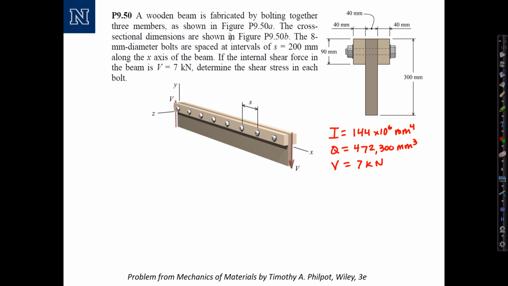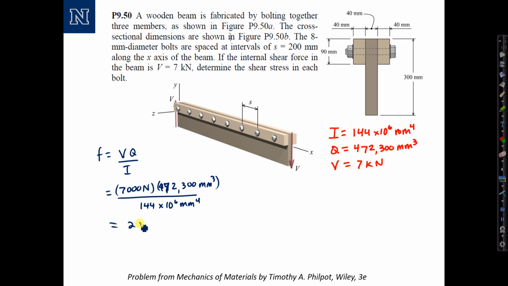Okay, so now we know I, we know Q for the section, and V. We can simply evaluate the shear flow. F equals VQ over I, which is 7 kilonewtons, or 7,000 newtons, times Q, 472,300 millimeters cubed, divided by I of 144 times 10 to the 6th millimeters to the 4th. This gives us a shear flow of 22.9 newtons per millimeter across the connection interface.